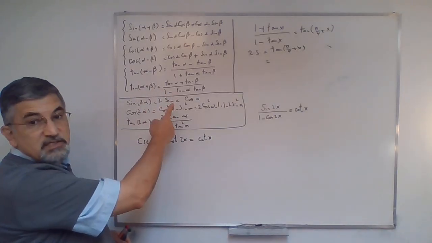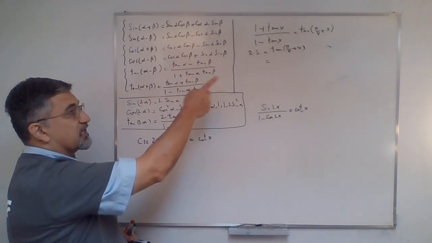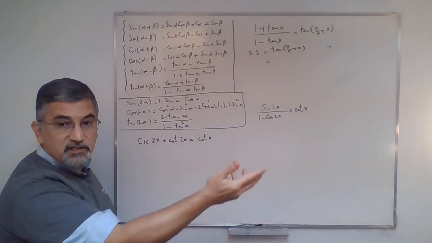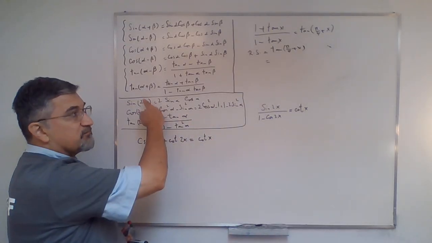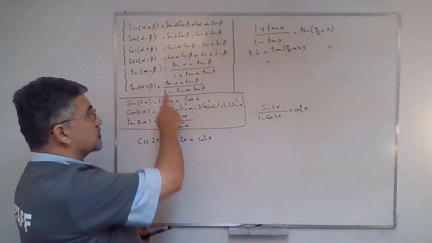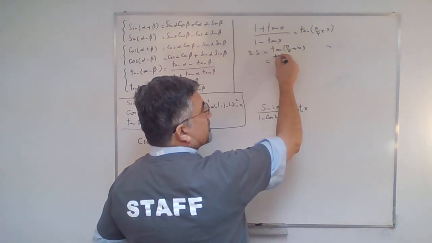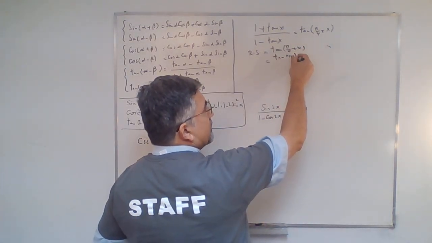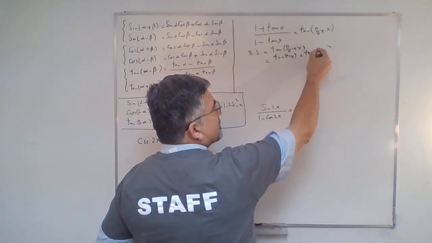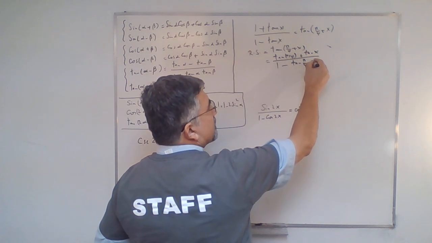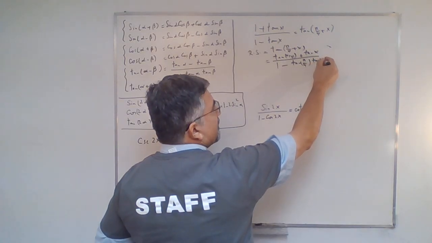So I'm going to use this identity, assuming that alpha is pi over 4 and beta is x. So what plays the role of alpha is pi over 4 radian, which is 45 degrees, and what plays the role of beta is x. So, following the formula, tan alpha plus tan beta here would be tangent of pi over 4 plus tangent of x, over 1 minus tangent of pi over 4 times tangent of x.